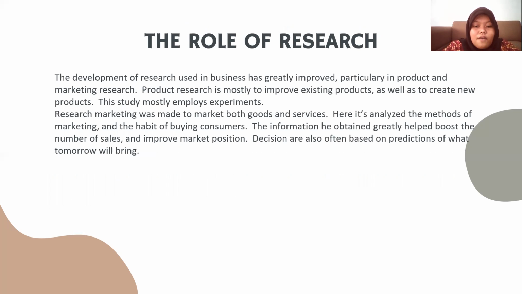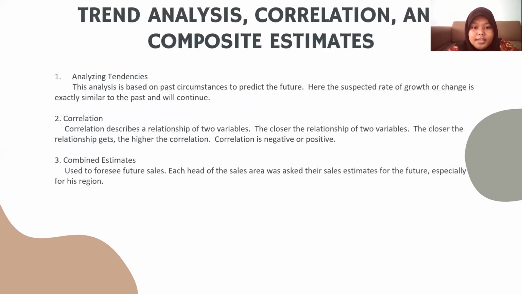Decisions are also often based on predictions of what tomorrow will bring. Next is trend analysis, correlation, and composite estimates. Number one is trend analysis. This analysis is based on past circumstances to predict the future. Here, it is suspected that the rate of growth or change is exactly similar to the past and will continue.